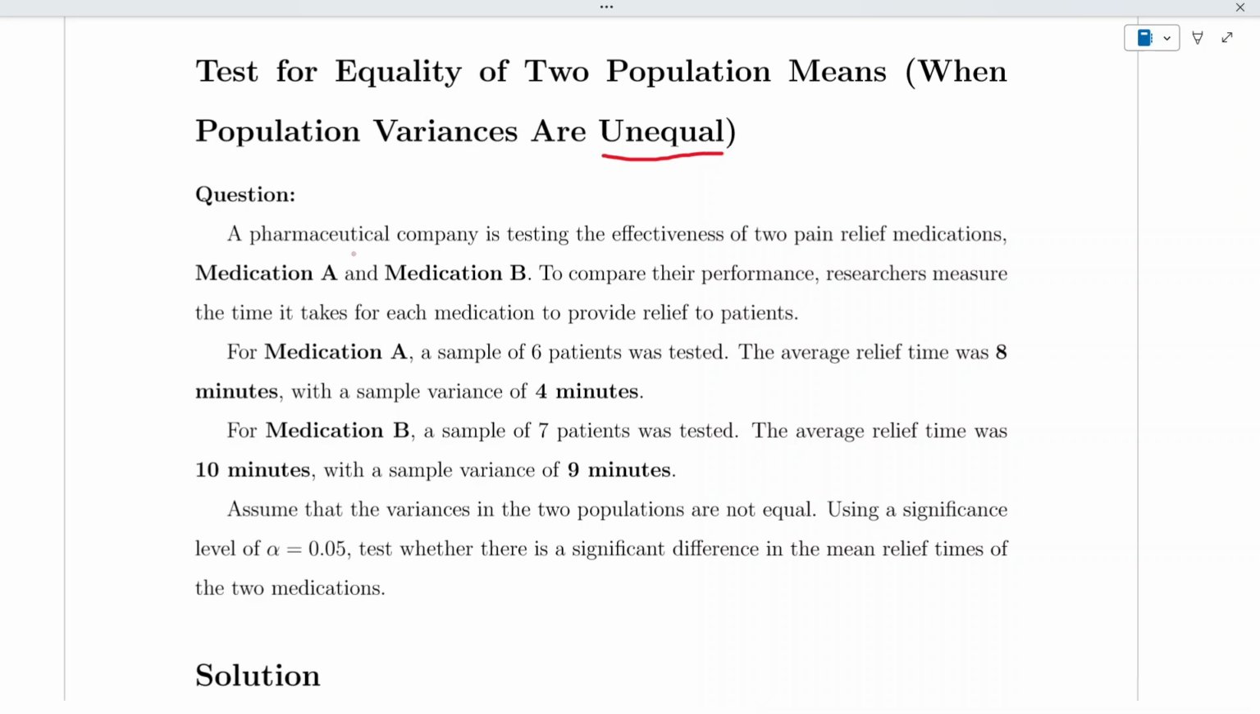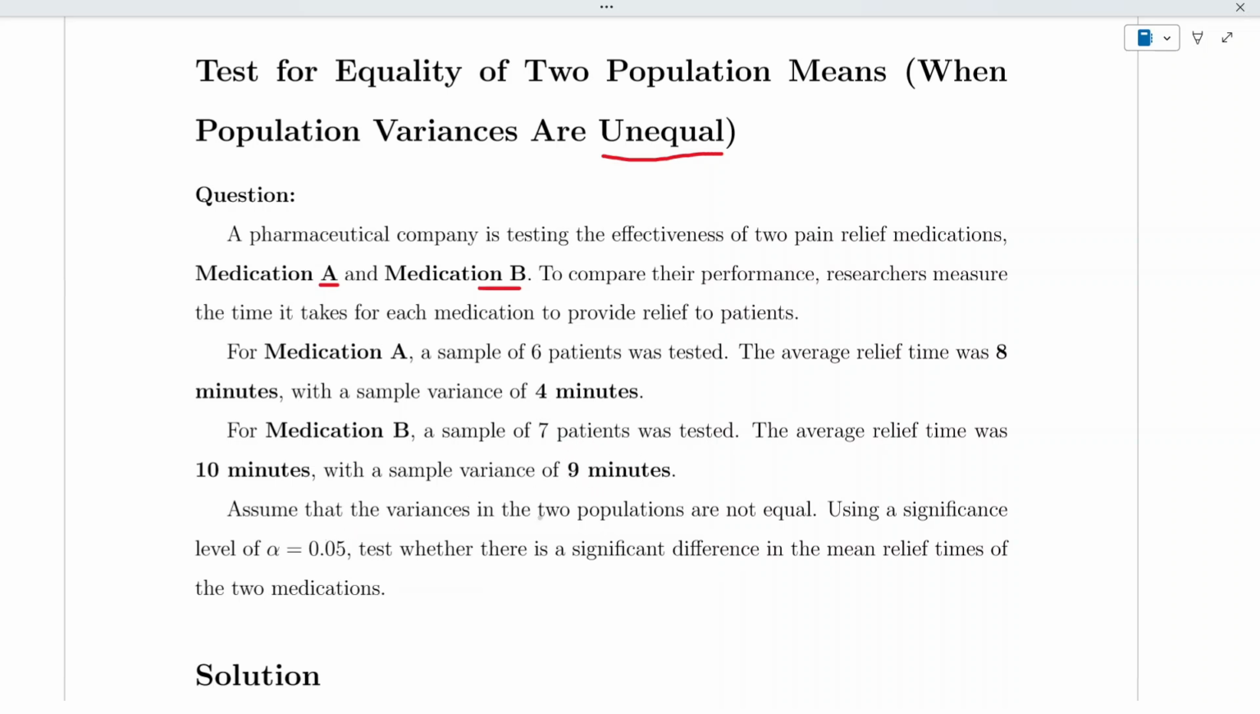A pharmaceutical company is testing the effectiveness of two pain relief medications, medication A and medication B, to compare their performance. Researchers measure the time it takes for each medication to provide relief to patients. For medication A, a sample of 6 patients was tested. The average relief time was 8 minutes, with a sample variance of 4 minutes. For medication B, a sample of 7 patients was tested. The average relief time was 10 minutes, with a sample variance of 9 minutes.